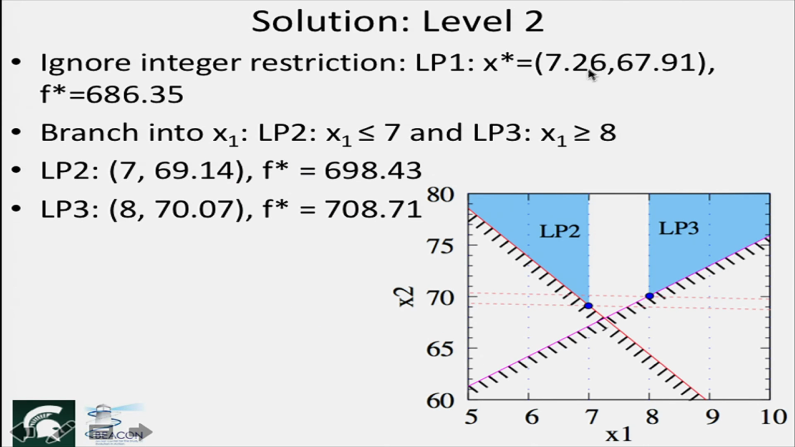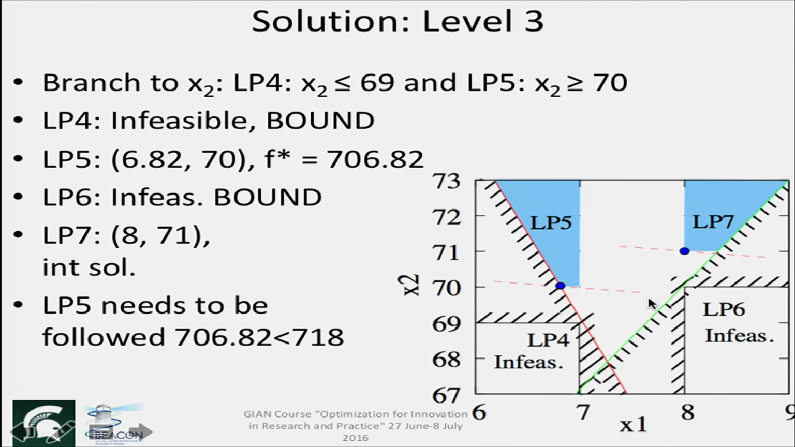Okay, so LP1 is this. It's not an integer solution. So I split into two, x1 less than or equal to 7 and x1 greater than or equal to 8. LP2 solution is this with this function value. LP3 solution is this. So x1 got 8, but x2 is not an integer anymore. So now here is the sketch for LP2 and LP3. These are the solutions. Now I split the LP2 problem into LP4 and LP5.